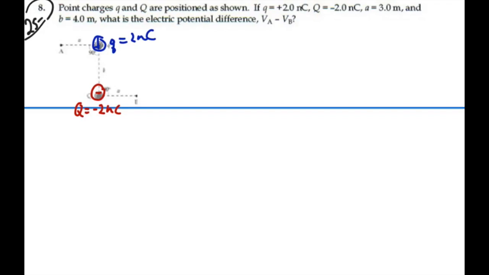And we're told that distance A is 3 meters, B is 4 meters, and this would be A over here as well. So if we're looking at that, then we would be able to calculate that the distance from big Q to point A is going to be 5 meters. And for that matter, the distance from little q to point B is also going to be 5 meters because we have ourselves a 3, 4, 5 triangle in either case. Alright, so here's point A and here's point B over here.